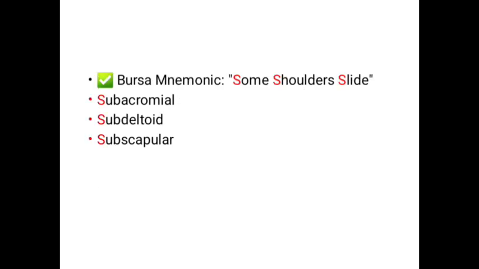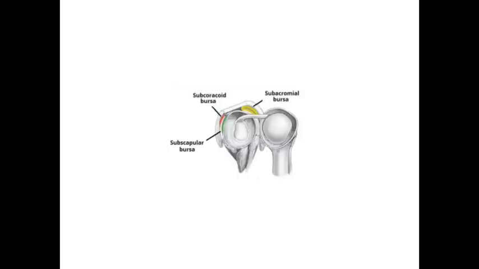Now, here's a mnemonic that can help you remember some of these bursas: Some shoulder slide, which is subacromial, subdeltoid, subscapular bursas. Now, here's a diagram showing the different bursas seen in the shoulder joint. We can see the subacromial bursa and the subscapular bursa. We can also see the subcoracoid bursa.